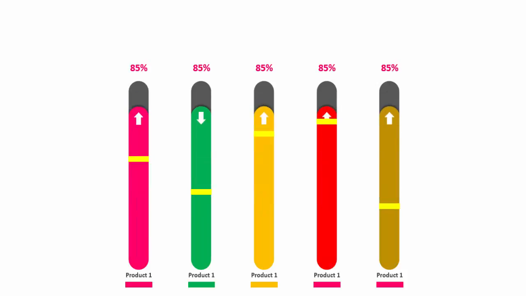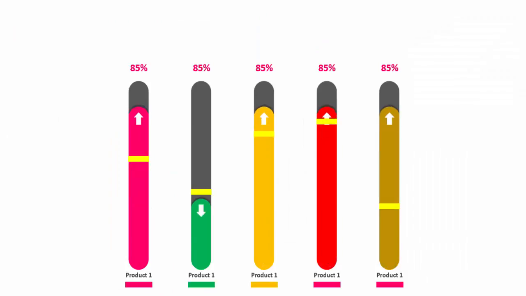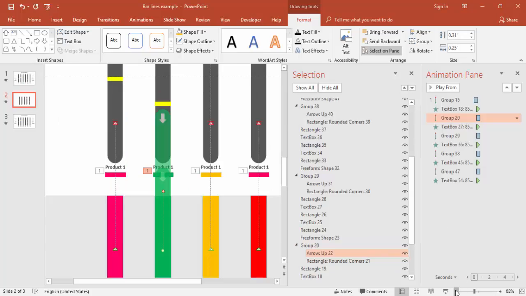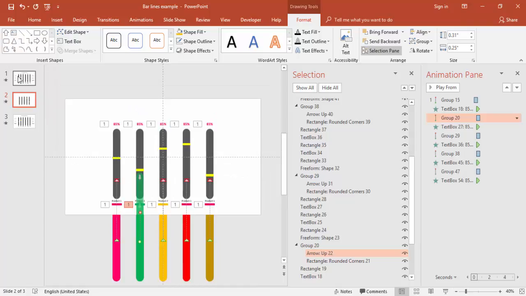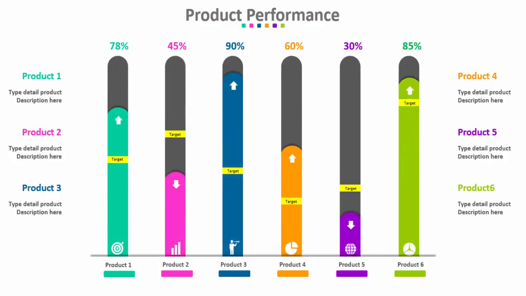All right, so for this, hold the shift key and bring it somewhere here. All right, so similarly you can do for the rest of them, and once you have finished, your product will look something like this.